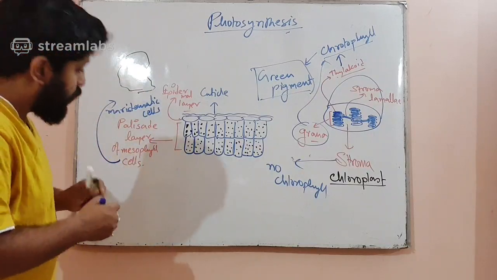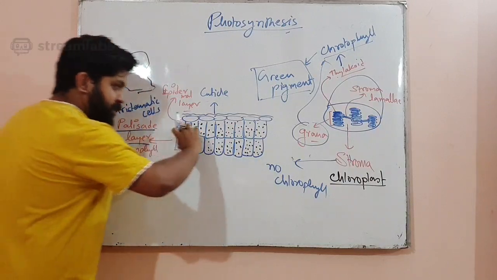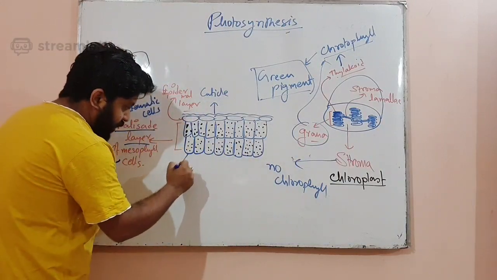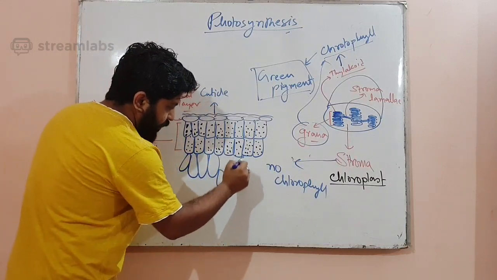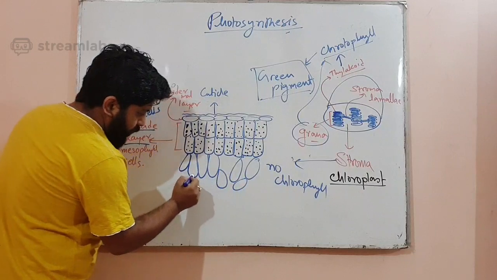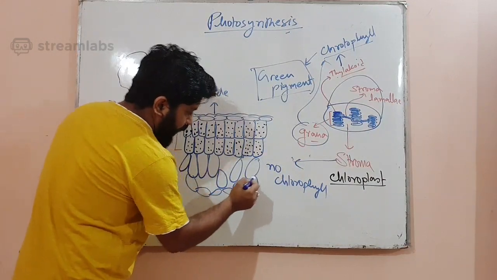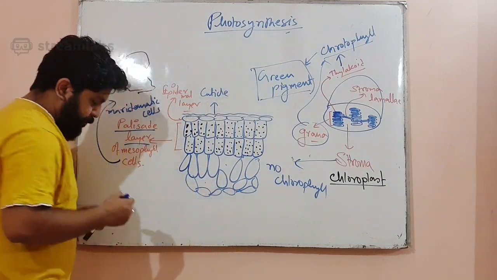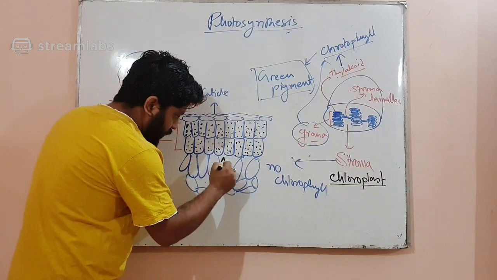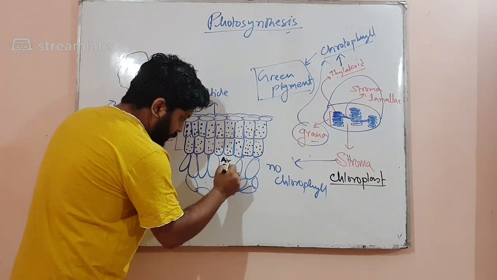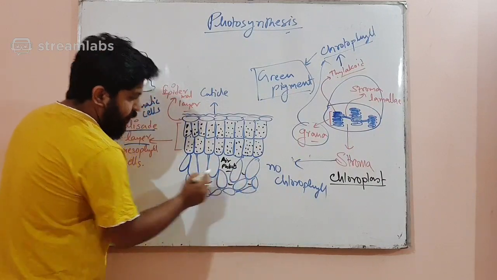Not only will the mesophyll cells form a palisade layer, which is a stacked layer with no air spaces, there will also be a spongy layer having various air spaces. So this is the spongy layer, and there will be air spaces. These are air pockets or air spaces, lots of air pockets.